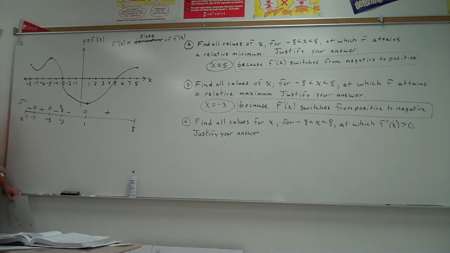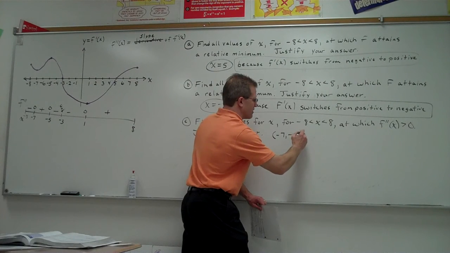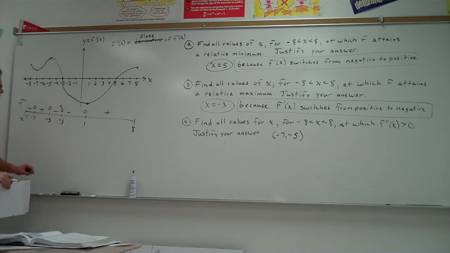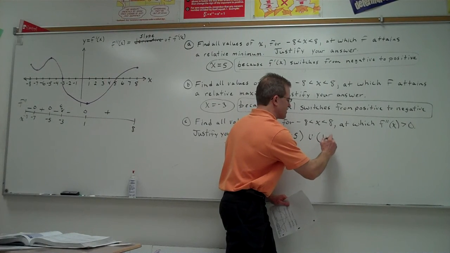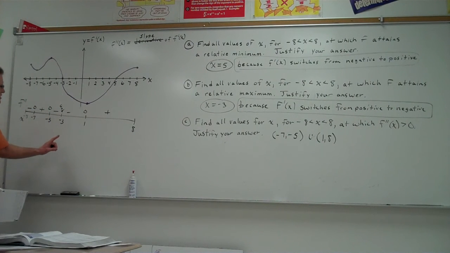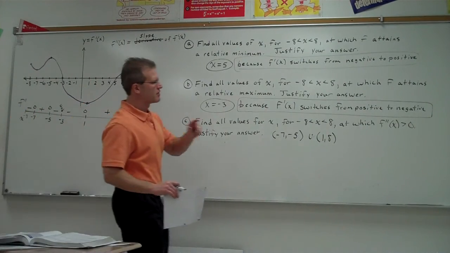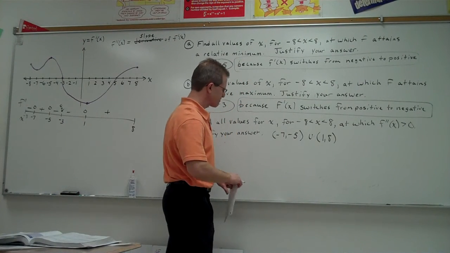So what would be the first interval where that happens? Negative 7 to negative 5, good. So between negative 7 and negative 5, we have a positive second derivative, which is greater than 0. And then where else? Between 1 and 8, good. We'll use a union symbol to show that both of these are correct answers. Why am I not including the endpoints? What's the second derivative at the endpoint here? 0, right? And this is not greater than 0. So that's the reason we're using curved brackets to not include the endpoints.